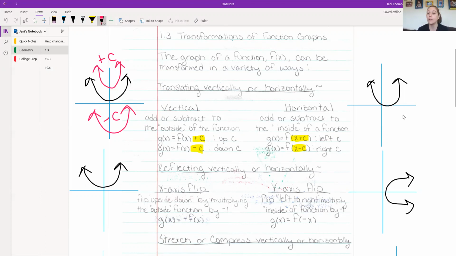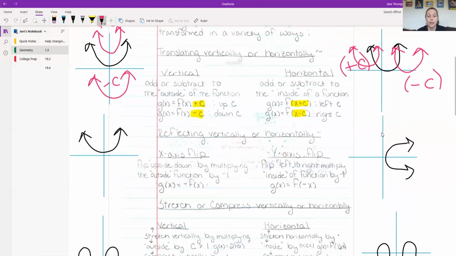It's kind of counterintuitive for horizontal. To go left, you add. So to go left, we add c on the inside. Put those parentheses around it to show that it needs to be on the inside of the function. And to go to the right, we subtract on the inside. That's the horizontal, is the inside. Addition moves you left, subtraction moves you right. And once again, that c tells you how many units you're shifting left or right.